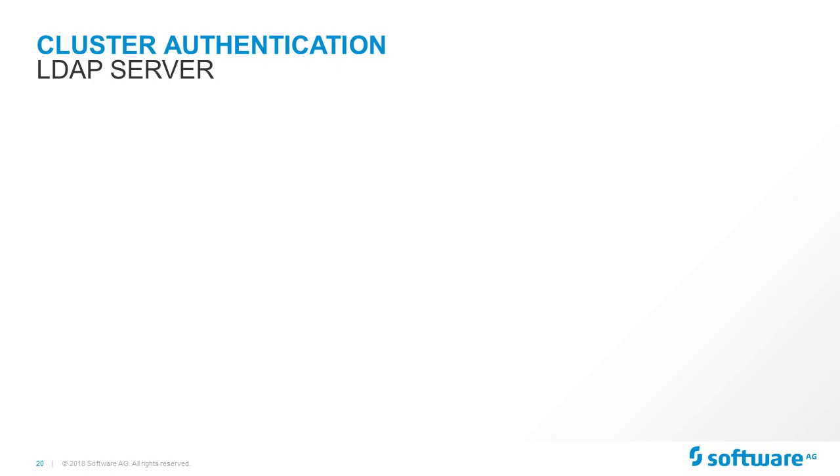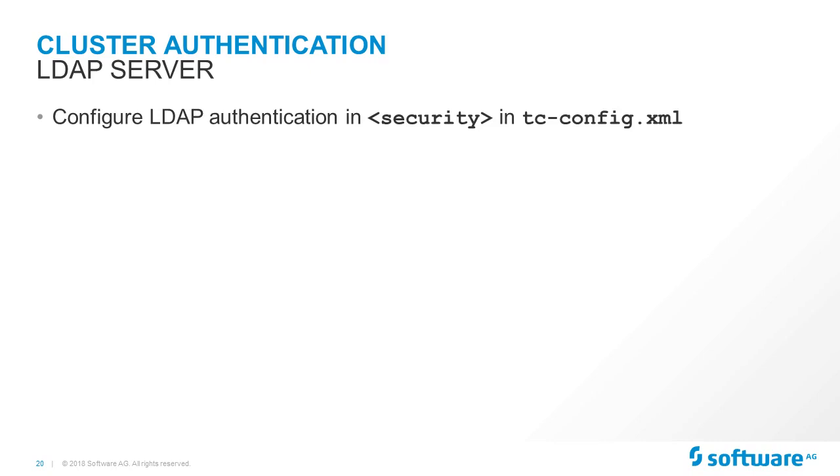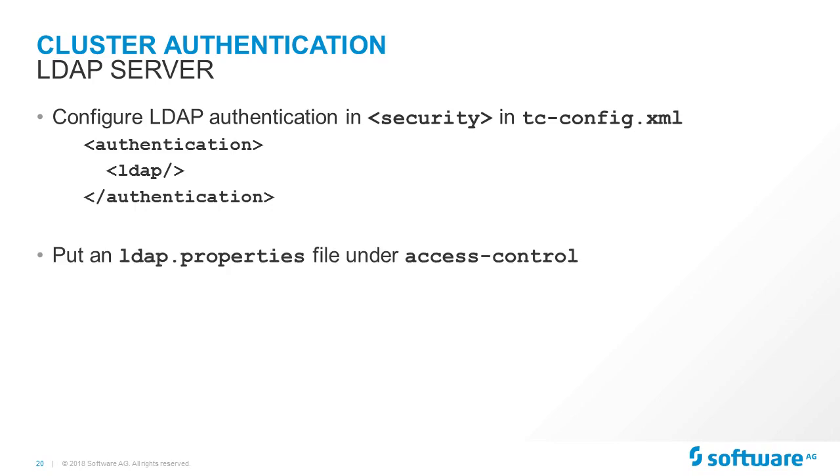To configure a server in the cluster for LDAP, again in the security tag inside tc-config.xml, we're going to specify inside the authentication tag that the scheme is LDAP. But now inside the access control subdirectory in the security root directory, we're going to put an ldap.properties file.